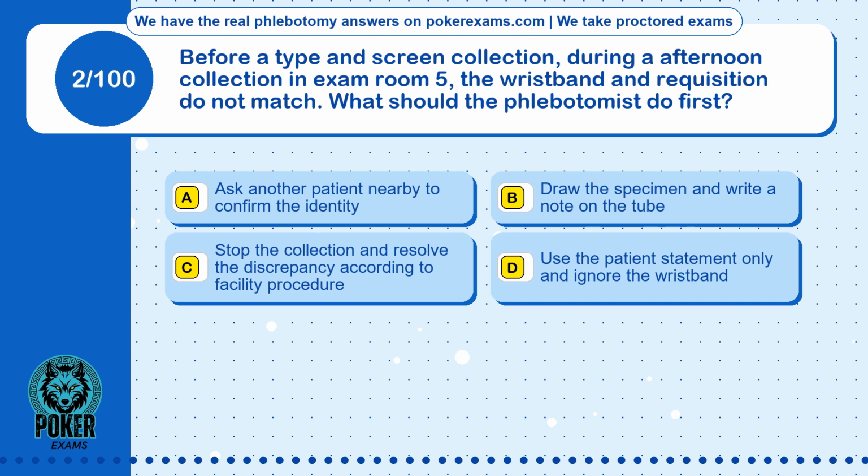Question 2. Before a type and screen collection, during an afternoon collection in exam room 5, the wristband and requisition do not match. What should the phlebotomist do first?